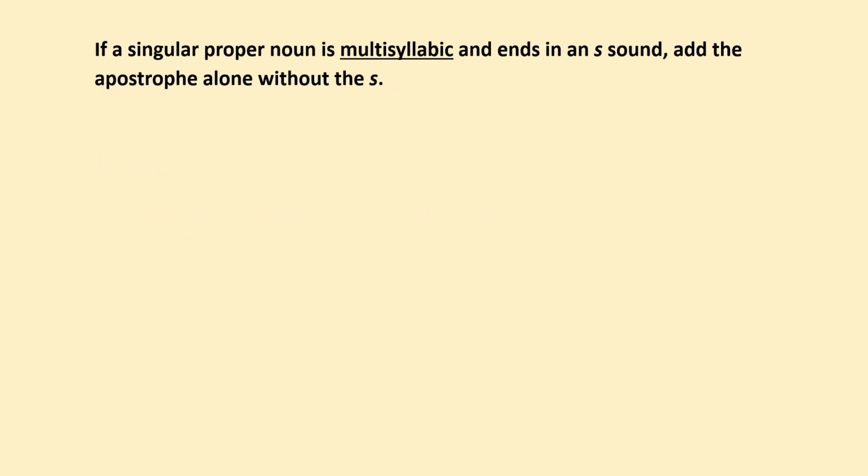Now, if a singular proper noun is multisyllabic and ends in an S sound, add the apostrophe alone without the S. So what multisyllabic means is if the noun contains more than one syllable and also ends in an S sound, you do not add an S after the noun. Let's look at an example.